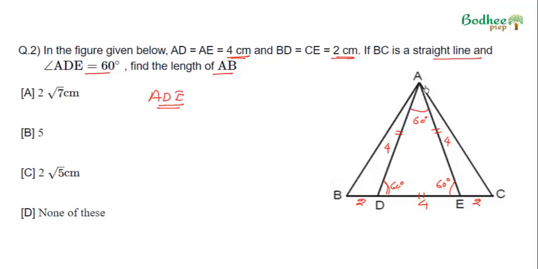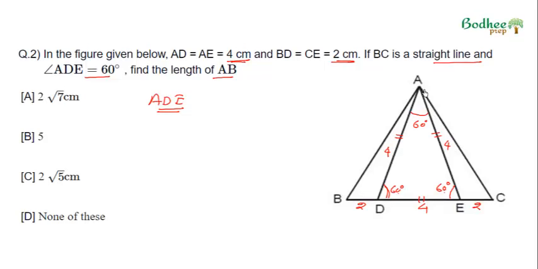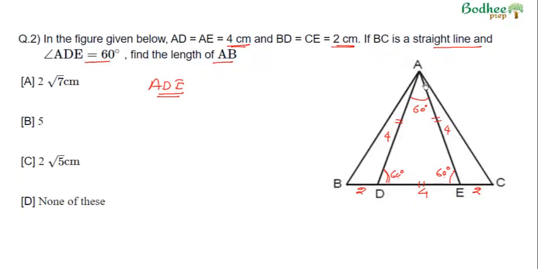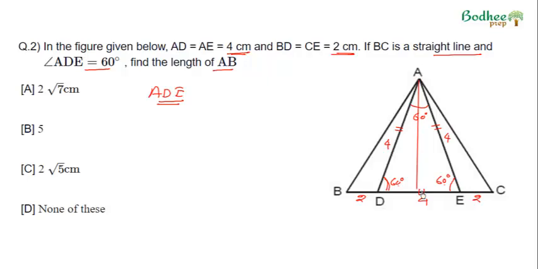Now we need to find the length of AB. So obviously if I drop a perpendicular here like this, so that this becomes a 90 degree. So in the triangle ADE, which is an equilateral triangle, this perpendicular will be the median as well, will be the angle bisector as well, right? So we can say that this angle would be 30 degree, correct? This is 60, this is 90, and of course this is 4, so this much portion would be 2, this much portion will also be 2.